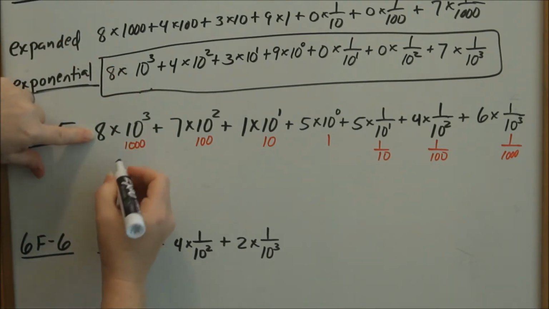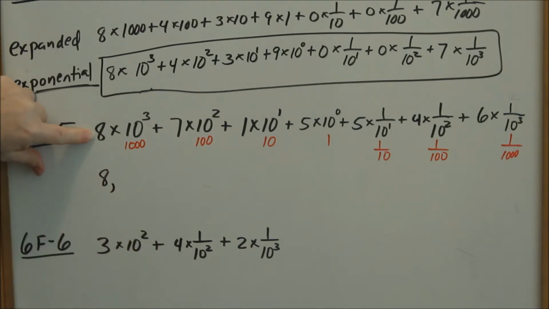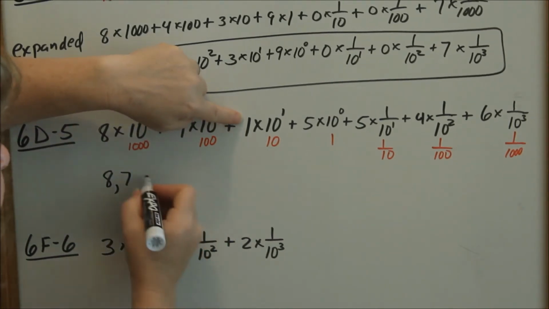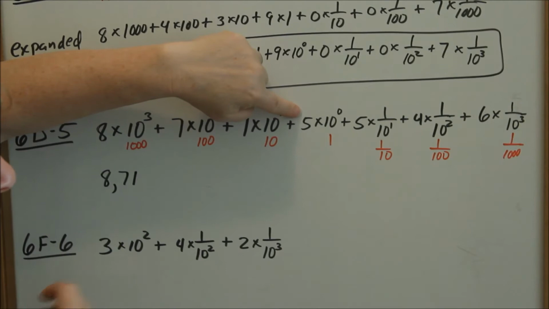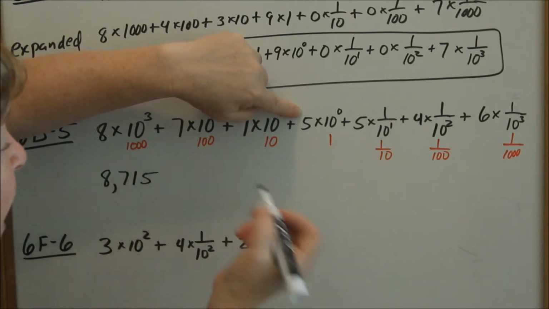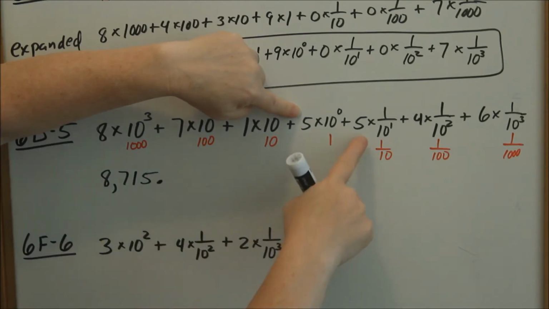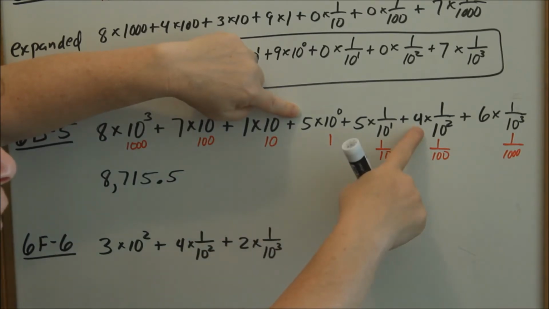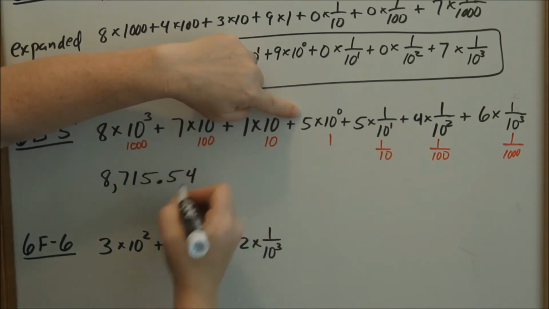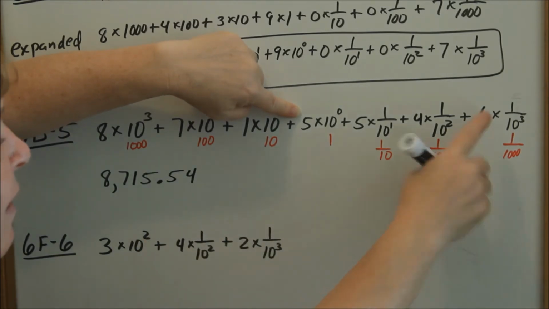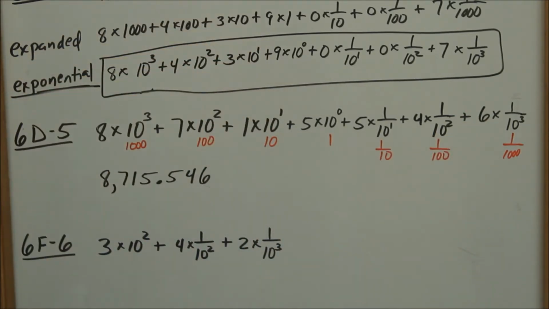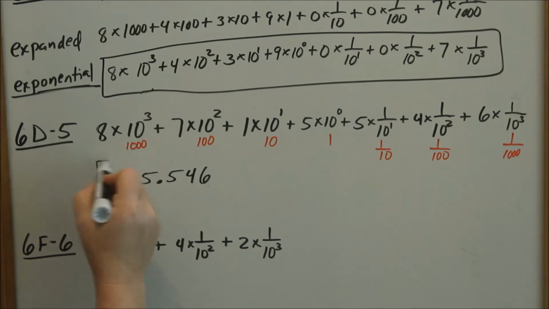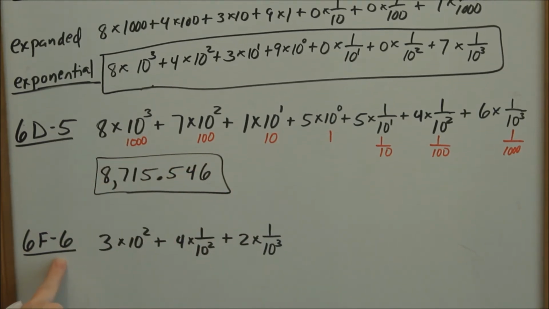8 is in the thousands place value. 8, then 1,000, there's a comma, 8,000. 7 is in the 100th place value, 700. 1 is in the tens place value. 5 is in the ones place value. After the 1, you have a decimal. So now 5 is in the 10th, which is the first place value after the decimal. 4 is in the 100th place value, which is the second place after the decimal. 6 is in the thousandths, which is the third place after the decimal. So this number would be 8,715.546. Okay, let's do another one of those.